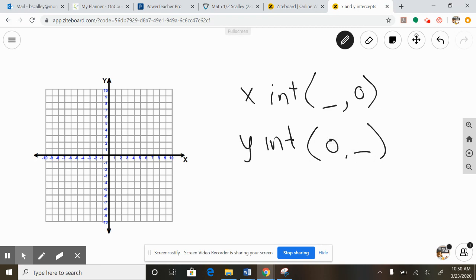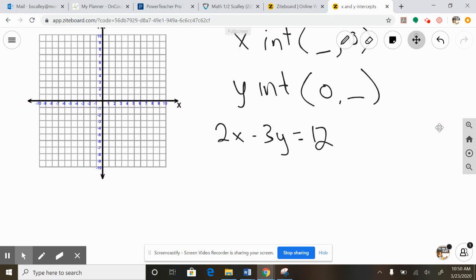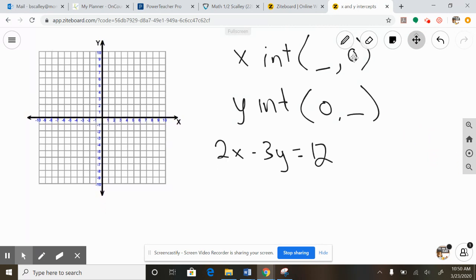So here's the deal. If I have an equation, like say my equation is 2x minus 3y equals 12, what I'm basically trying to do is figure out: if I plug in 0 for y, what will x be? And then vice versa. If I plug in 0 for x, what would y be?